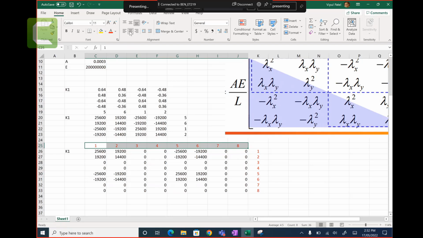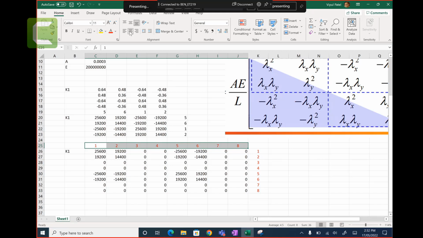Any questions? I just take it 1, 1, 1, 1, 2. So I just copy this whole thing here. I copy these 1, 2, 5, 6, 1, 2, 5, 6 here, and so on. Done.